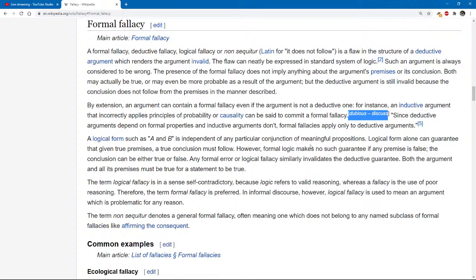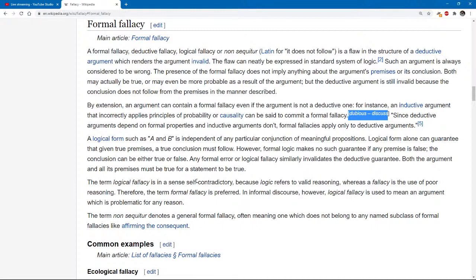Logical forms such as A and B is independent of any particular conjunction of meaningful propositions. Logical form alone can guarantee that, given true premises, a true conclusion must follow. However, formal logic makes no such guarantee. If any premise is false, the conclusion can either be true or false. Any formal error or logical fallacy similarly invalidates the deductive guarantee. Both the argument and all of its premises must be true for a statement to be true.